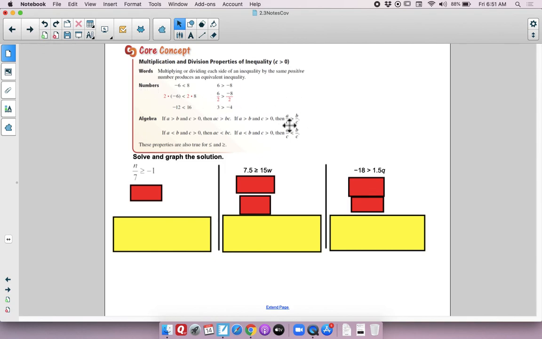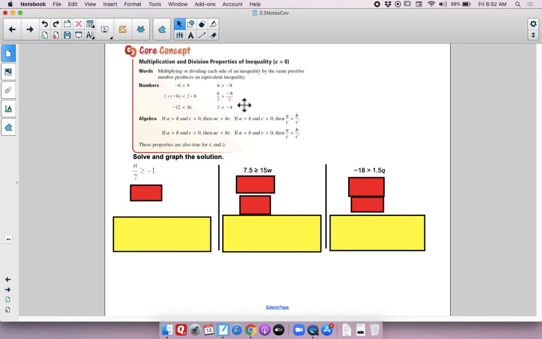All right, so we're going to divide this into two parts. The multiplication and division properties of inequality when c is greater than 0. In other words, when what we are multiplying or dividing both sides by is a positive number. So here, if we have negative 6 less than 8, a true statement, and we multiply both sides by 2, then we have negative 12 is less than 16. Is there any need to flip the inequality there?